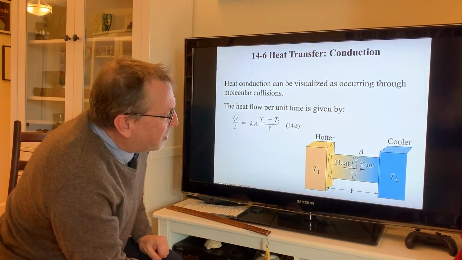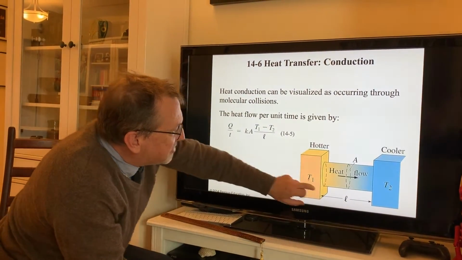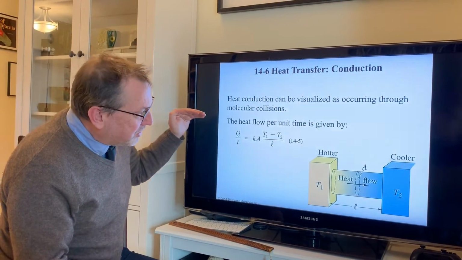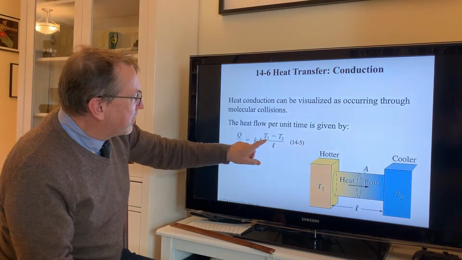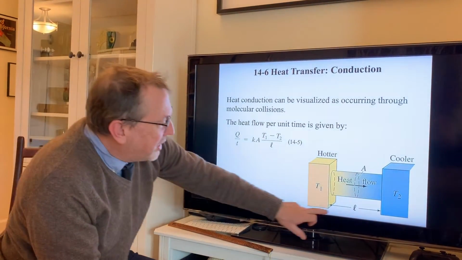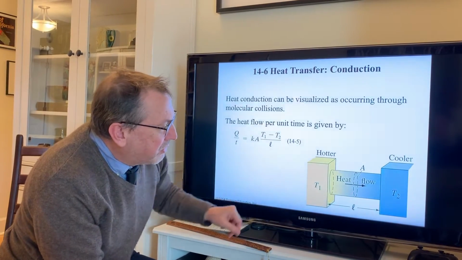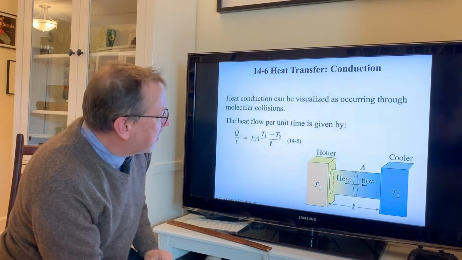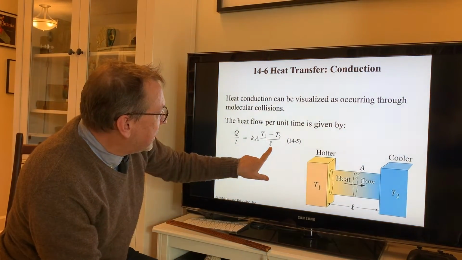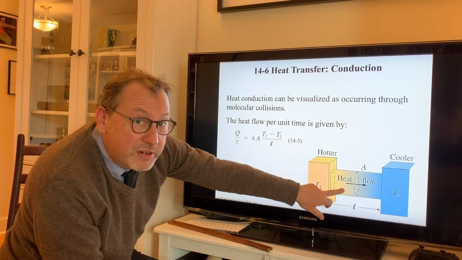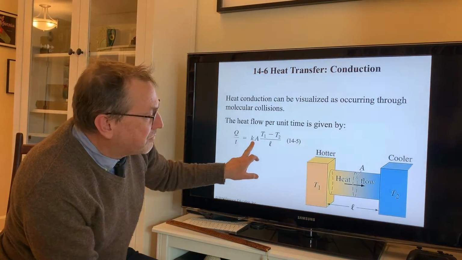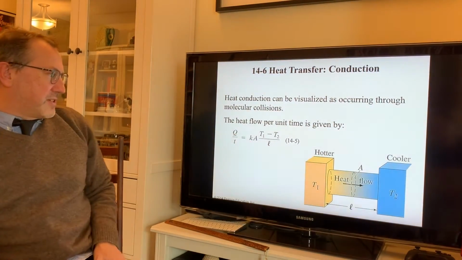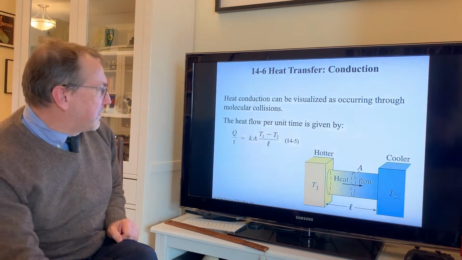Also, it depends upon the temperature difference. If these are at the same temperature, no heat flows. But if I have a big difference in temperature, the heat's going to flow more quickly. The length: the longer this is, the farther the heat has to flow, the slower it goes. So it's inversely proportional to L. And then it depends on the material, and k describes the material. This is known as the thermal conductivity. And hopefully, if you look at this equation, you can see it's a very intuitive equation.